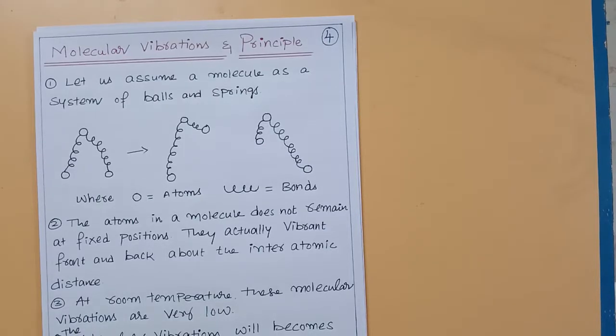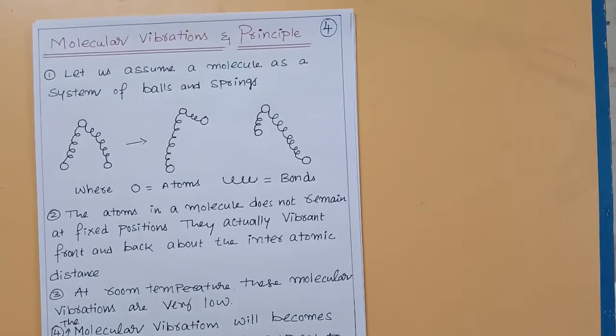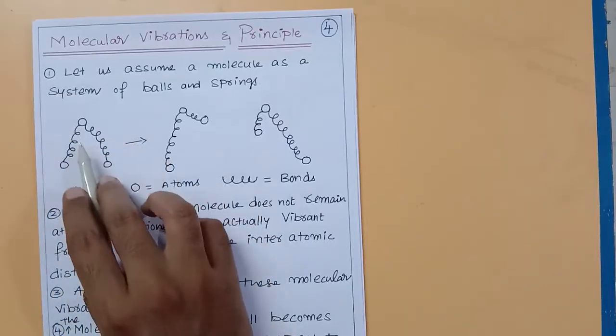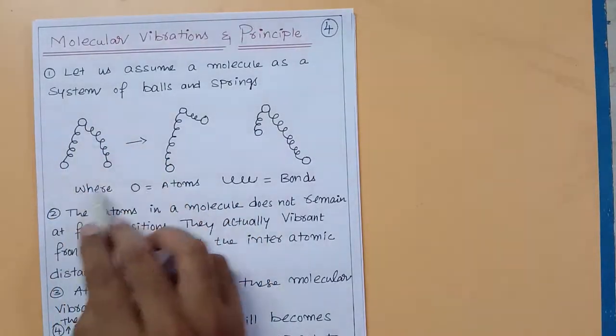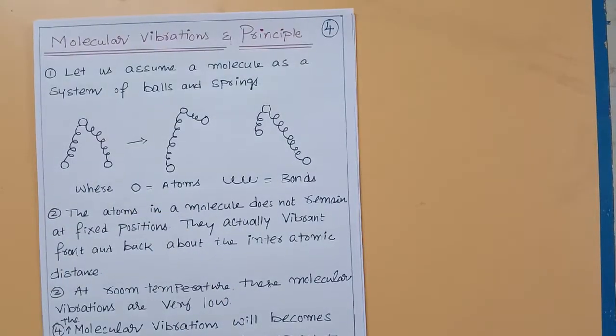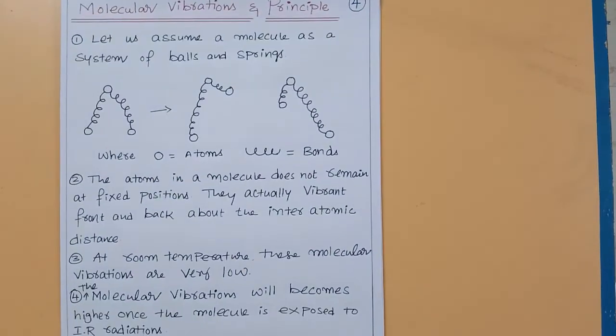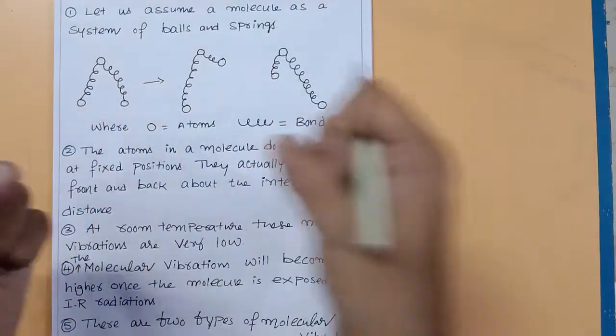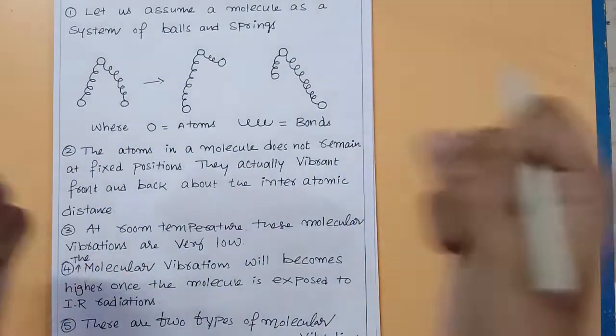It means the atoms in the molecule are going to vibrate. Okay, so consider, for example, that this is a molecule. The balls are atoms and the spring is considered as a bond. We know that molecules are made up of atoms, and atoms are held together by chemical bonds. If you drag the spring, it is going to vibrate.